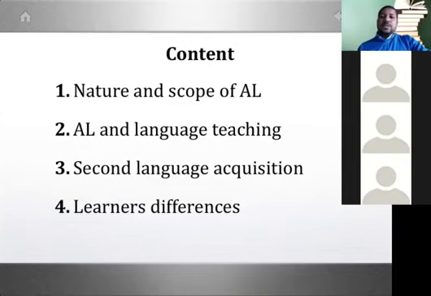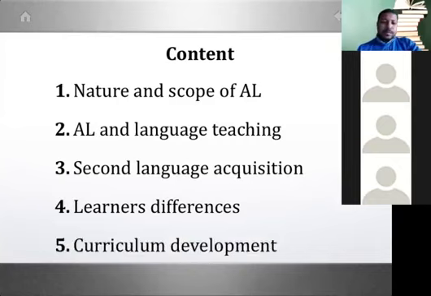In the fourth chapter, we'll be discussing learner differences. So we'll be basically answering the question, why is it that some learners do better than others in language learning? We look at the different factors which make some learners perform better than others. And finally, hopefully, if we have time, we look at curriculum development, which is, if you like, the bridge between theory and practice, the bridge between the discipline of applied linguistics and the field of language teaching.